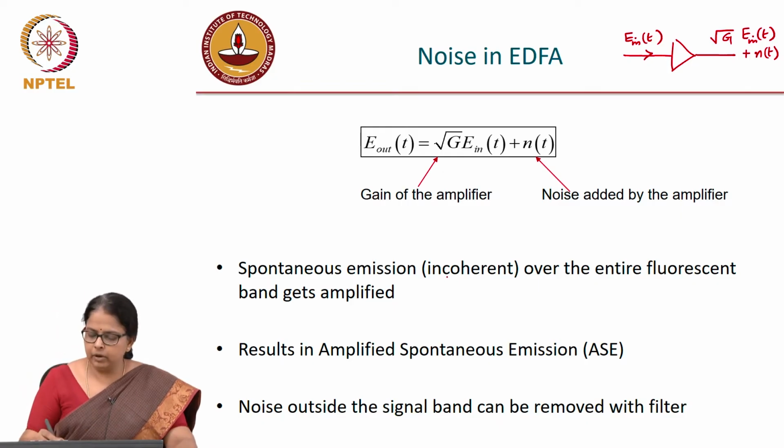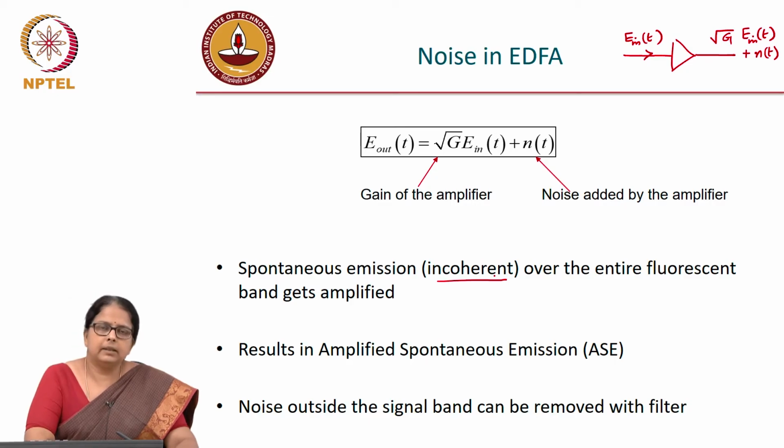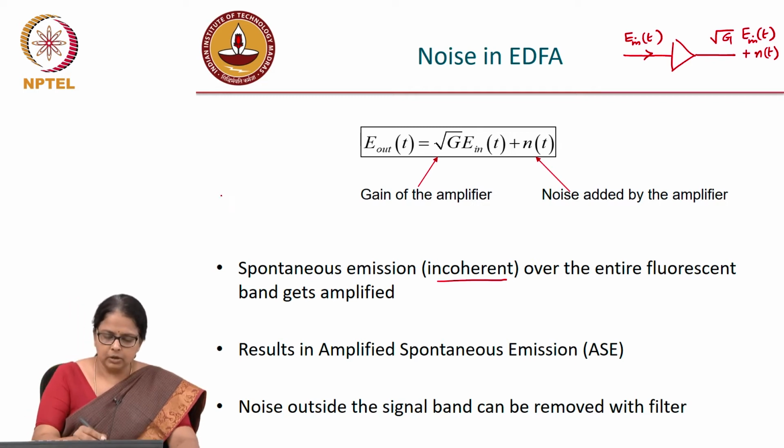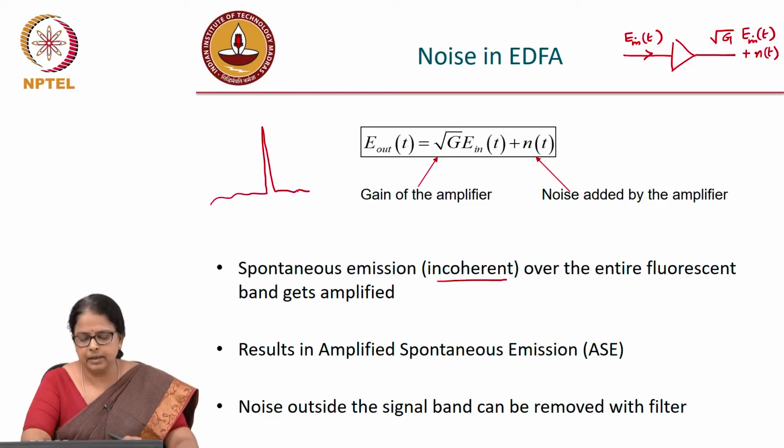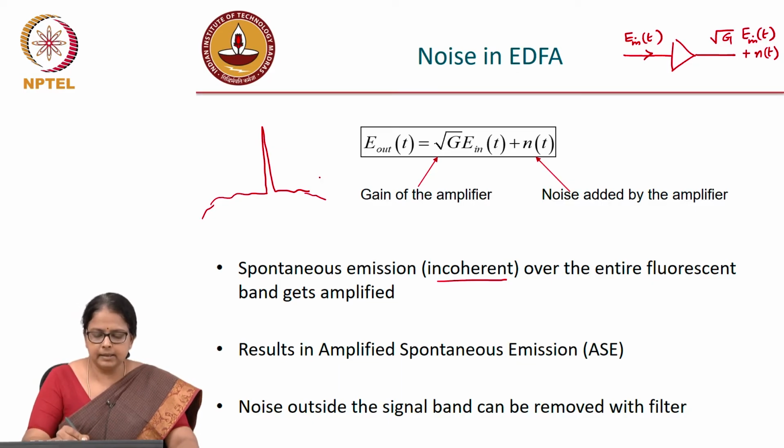And it is incoherent because it is not coherent with the signal, it is not getting emitted in accordance with the signal. The other difference is that you could have amplified spontaneous emission over the entire fluorescent emission band. You remember the last module we saw the optical spectrum. So, it is going to look like this. You have the peak signal power and then across the spectrum you have noise, and this is your ASE noise, and your P peak is your peak signal power.